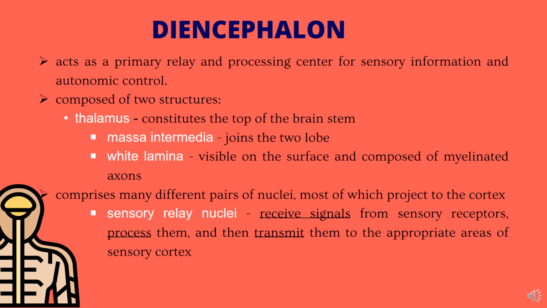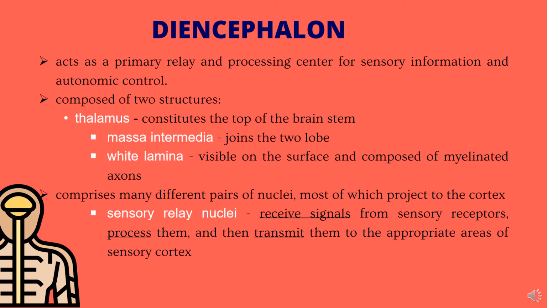The diencephalon, which acts as a primary relay and processing center for sensory information and autonomic control, is composed of two structures: the thalamus and the hypothalamus. The thalamus is the large two-lobe structure that constitutes the top of the brainstem. One lobe sits on each side of the third ventricle, and the two lobes are joined by the massa intermedia, which runs through the ventricle.